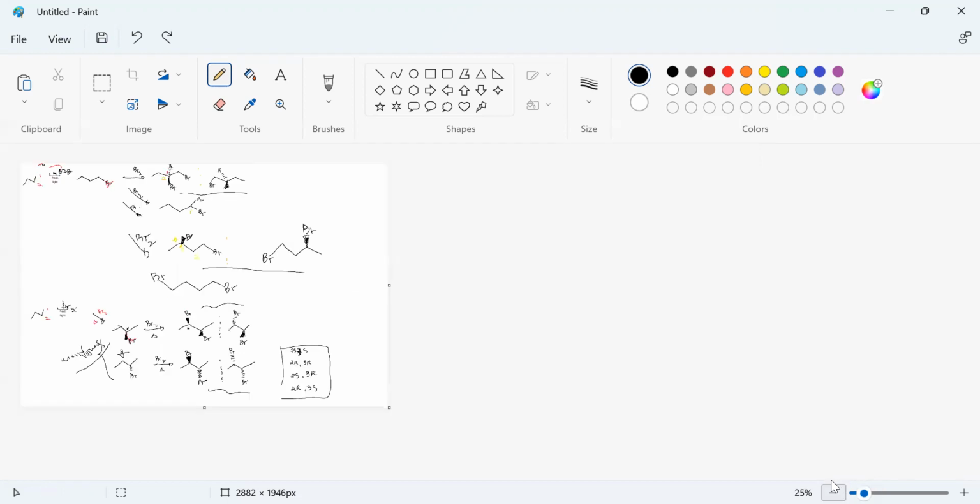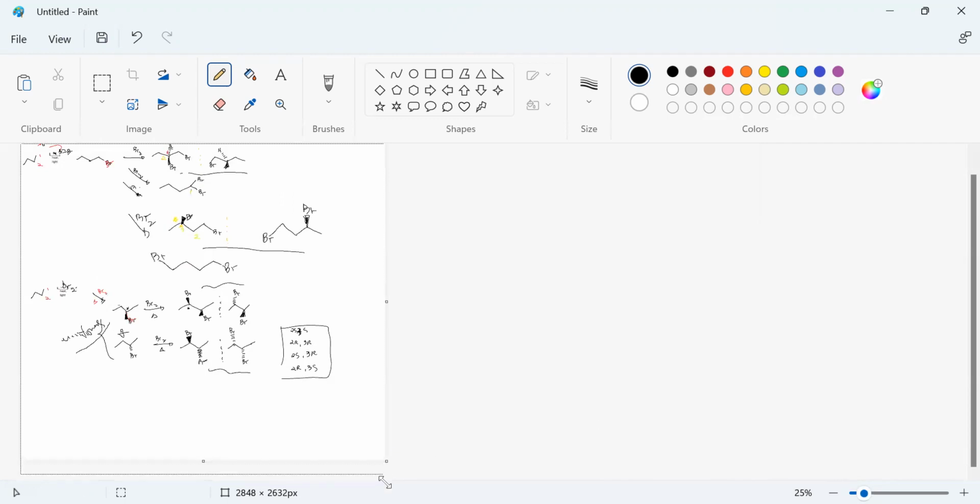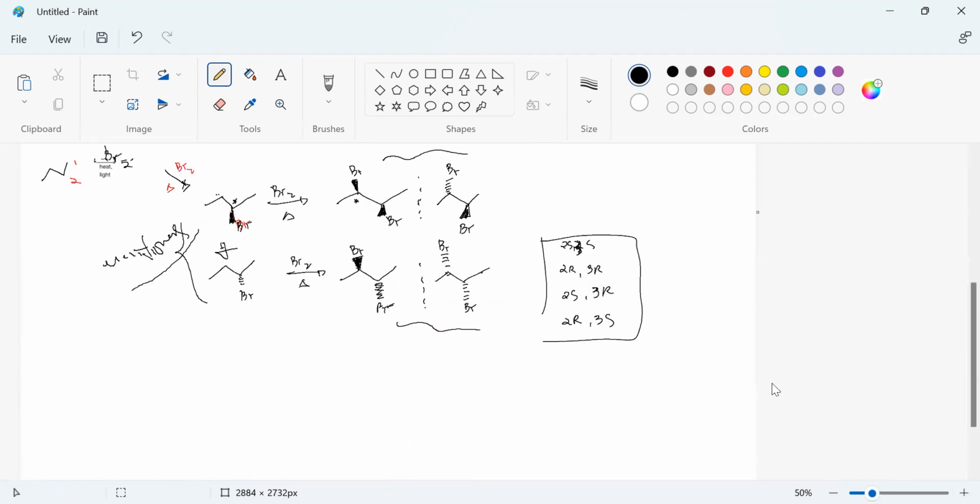Another Br2 is from here, right? What will happen is you can also have your Br, which will be here, your Br. So either way, either this or that, you actually have this Br.